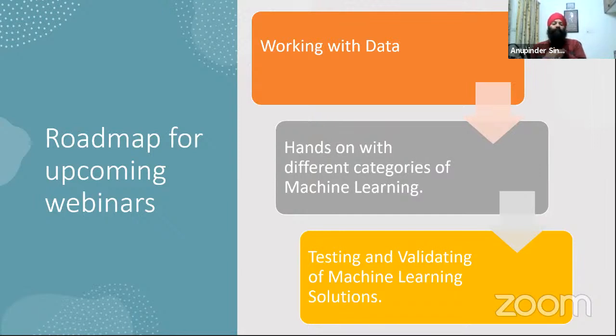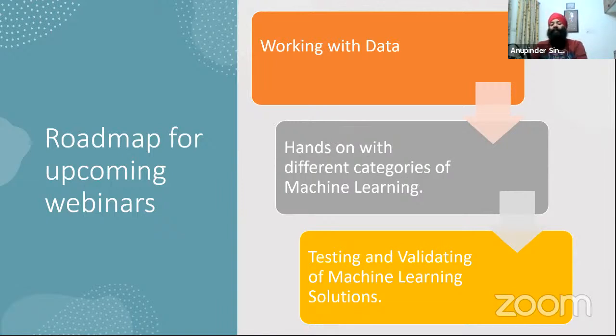Once the working with data is over, then hands-on work with different categories of machine learning approaches will be done. So supervised learning, unsupervised learning: we'll take some sample algorithms and try to implement them in our webinar, right? This will be a totally hands-on approach, and will be followed by some assignments as well.